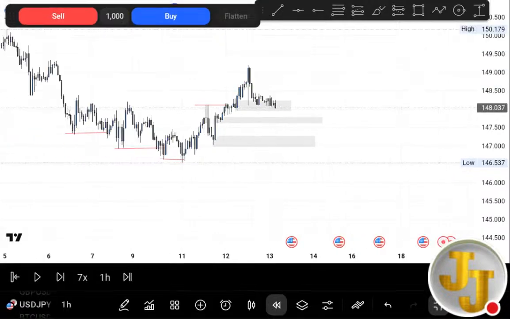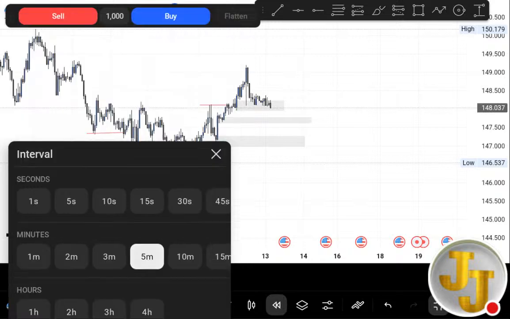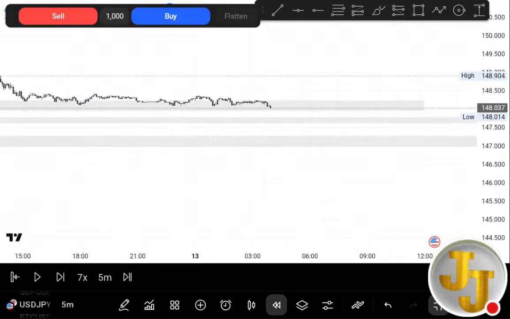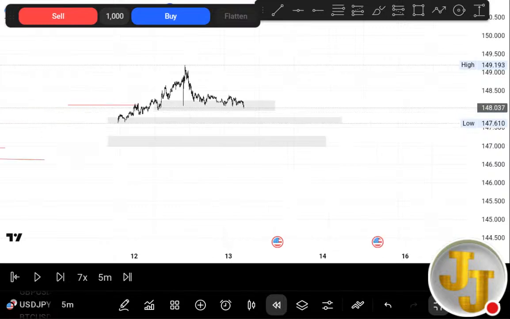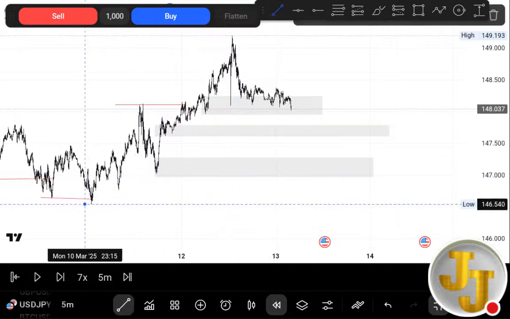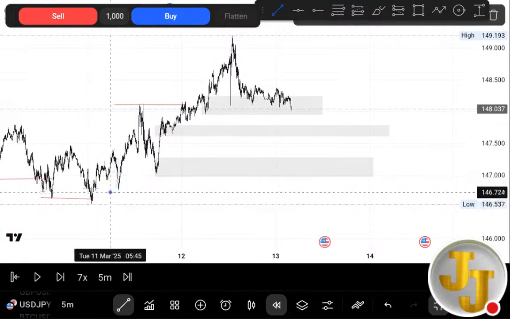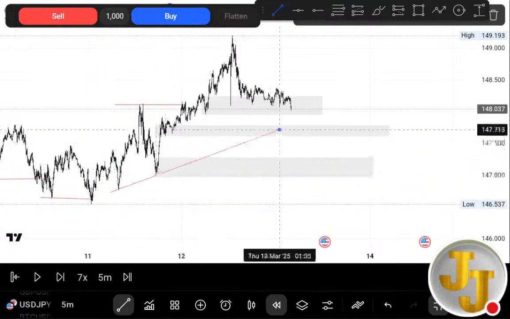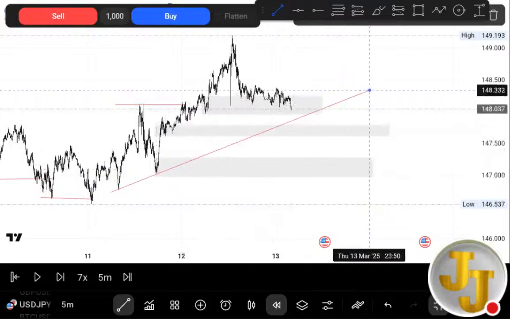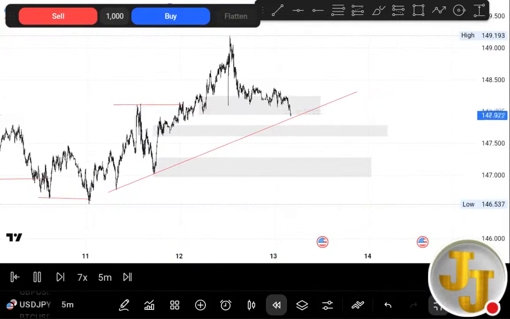Okay, so now we got our lower time frame and we wait for the market to tap our zones before we take any entry trade, right? We can also add another confluence, which is a trend line, and wait for the confirmation on our trend line also. So let's wait now and watch the market.